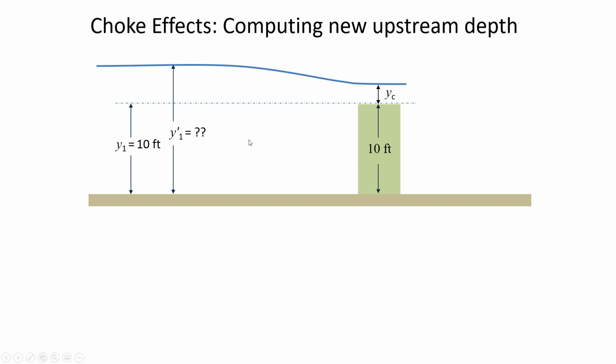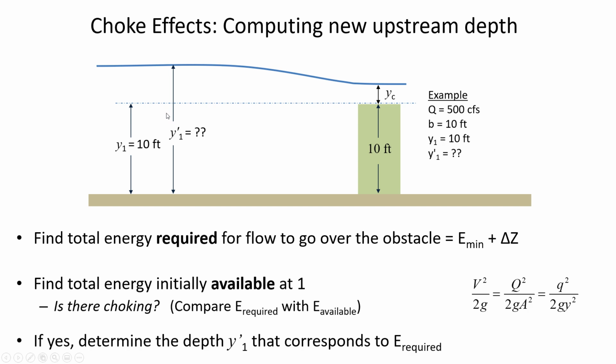So sometimes what we want to know is, we know what the original flow depth was before this 10-foot tall brick wall was put into place. Originally it was 10 feet, but we want to know what's going to be the new flow depth after the water's getting over the obstruction. So Y prime 1 just means the new flow depth after choking has occurred. So the way that we do this is we first of all find out how much energy is required to get over the obstacle. So our obstacle is 10 feet, so you need to have at least 10 feet of specific energy, but then you also need enough specific energy at 1 for there to be the critical depth.